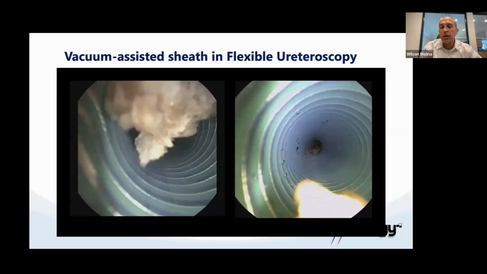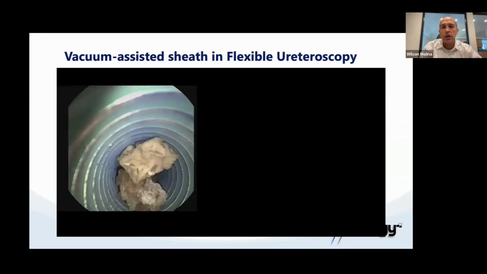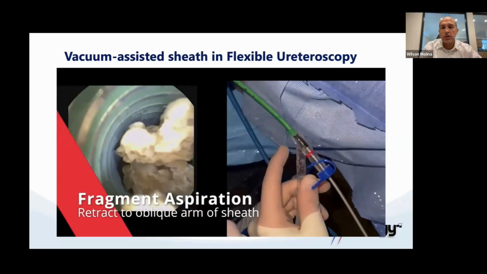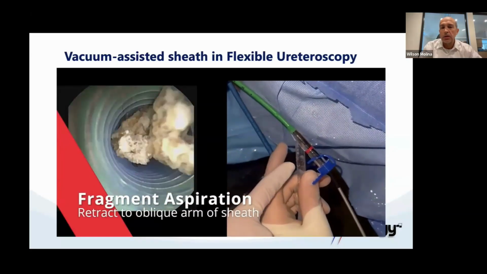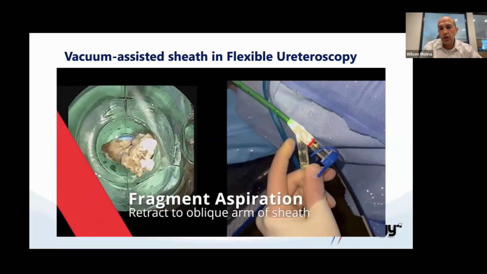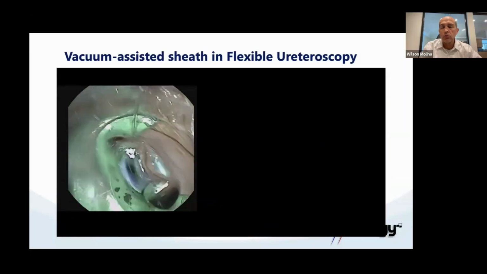However, the geometry is completely different because there is a difference in the ratio of the access sheath and the ureteroscope, and also because we now have a vacuum device together, and also because the length of the access sheath is way longer than the length of the sheath for mini PCNL. So those things are not studied yet.